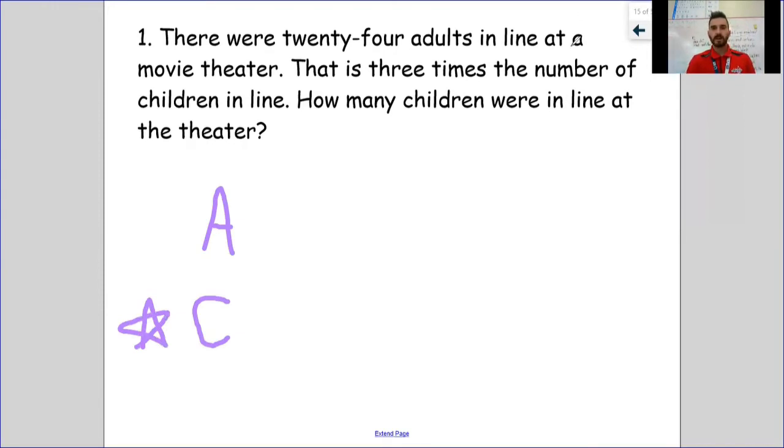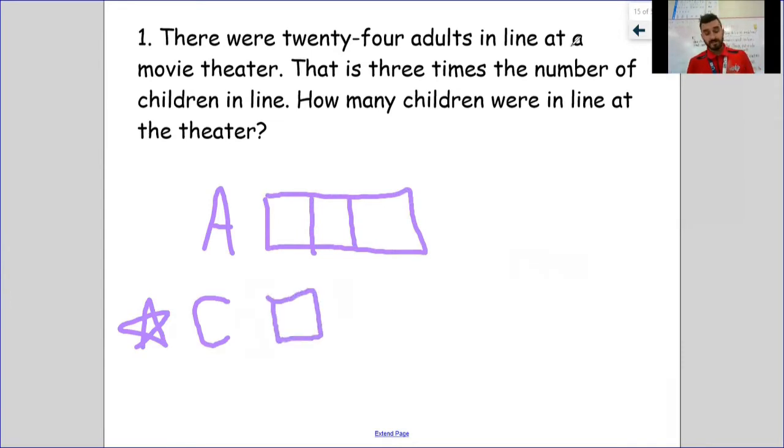All right, so now I got to figure out how many boxes I'm going to draw, and that's always going to come from times as many. So it says that is 3 times the number of children in line. It doesn't say exactly who those 3 boxes belong to. You got to figure out who that is referring to. So go back to the beginning and read it. 24 adults in line at a movie theater. That is 3 times the number of children in line. That being the 24 adults, meaning the adults get 3 boxes and the children automatically get 1.